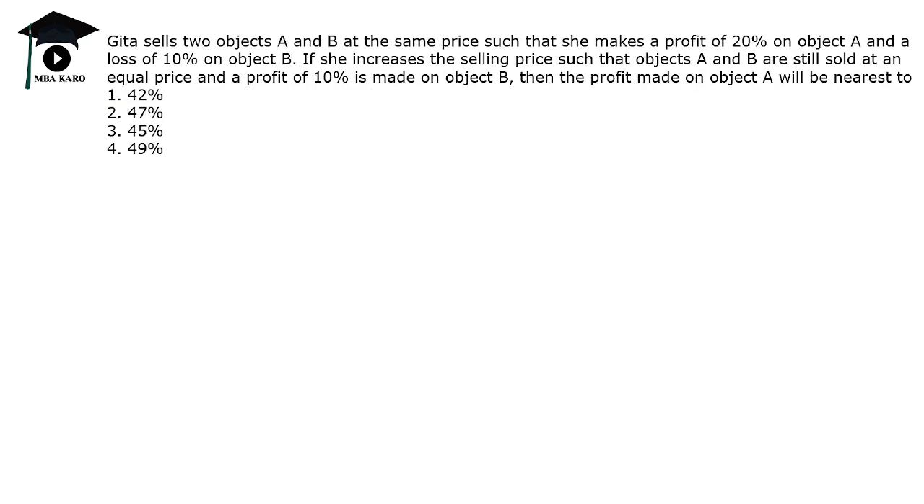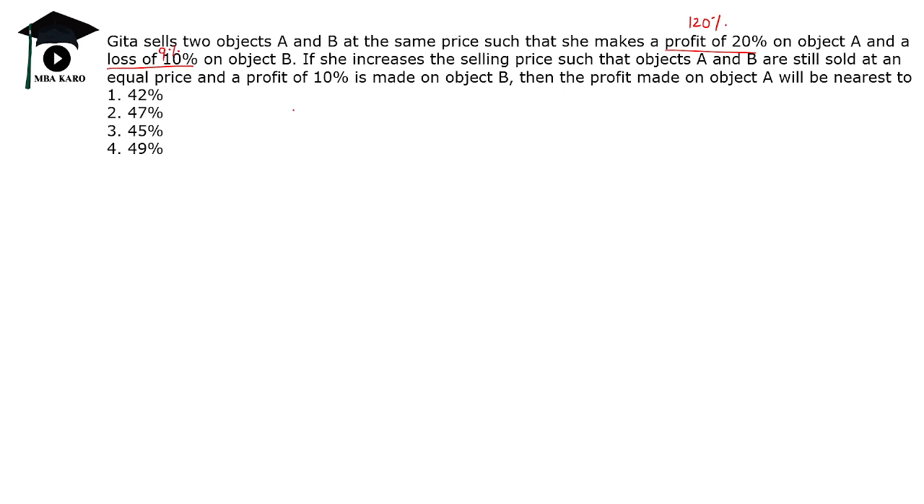Geeta sells two objects A and B at the same price such that she makes a profit of 20% on object A and a loss of 10% on object B. If she increases the selling price such that the objects A and B are still sold at an equal price and at a profit of 10% is made on object B, then the profit made on object A will be nearest to what percent? Okay, now for simplicity, profit of 20% means 120% and loss of 10% means 90%.